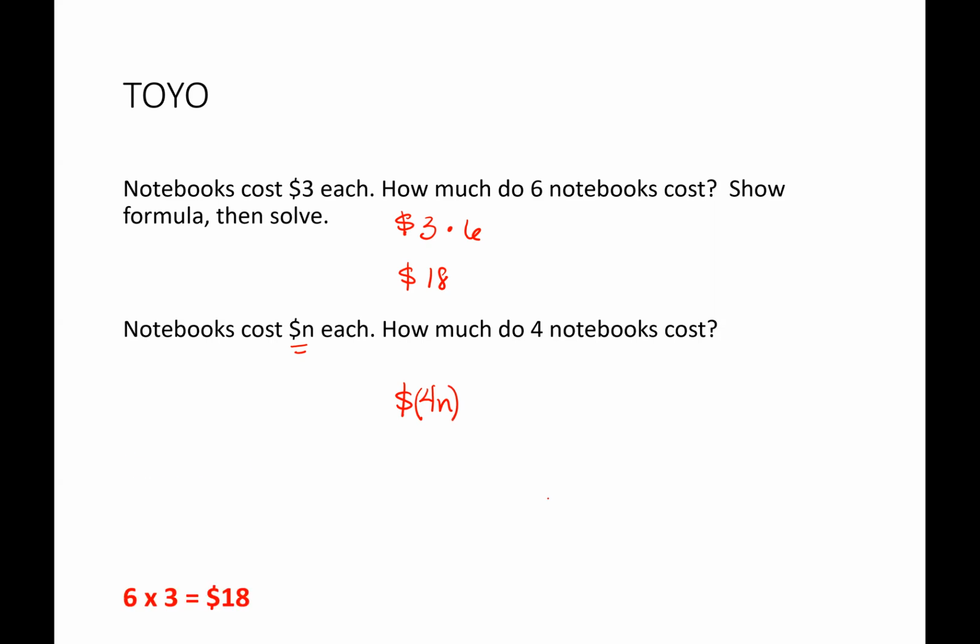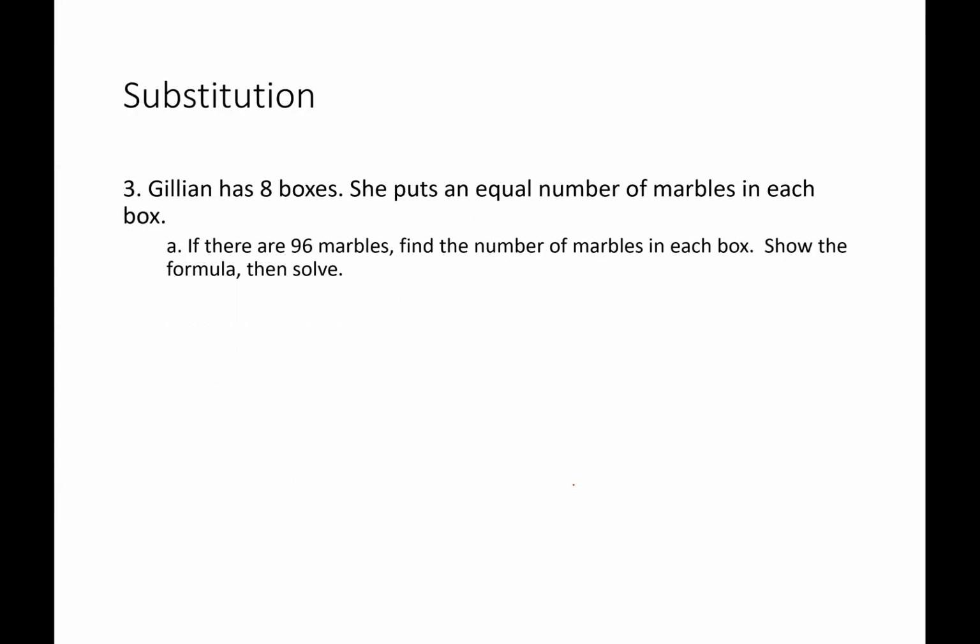Okay, awesome. Let's move on to division. You guys ready? Is this a good pace? Give me a thermometer. Okay. All right. We'll circle back around. Jillian has 8 boxes. She puts an equal number of marbles in each box. Let's start off with a bar model.